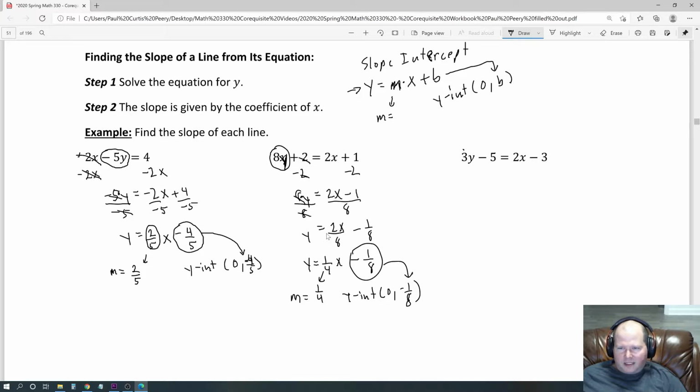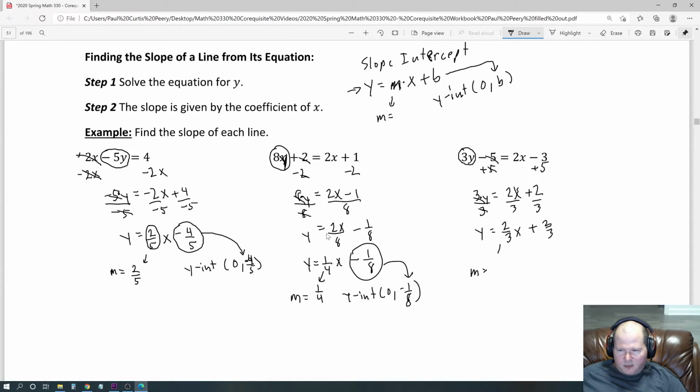We want to solve for the y, so we want to get this entire variable term with the y by itself. So we have to undo the subtraction of 5 by adding 5, and whatever we do to one side, we do to the other. Those cancel out, leaving me 3y is equal to 2x, and then negative 3 plus 5 is plus 2. Then we undo the multiplication of y by 3 by dividing by 3. Whatever we do to one side, we do to the other. Those cancel out, leaving me y is equal to 2/3 x plus 2/3.